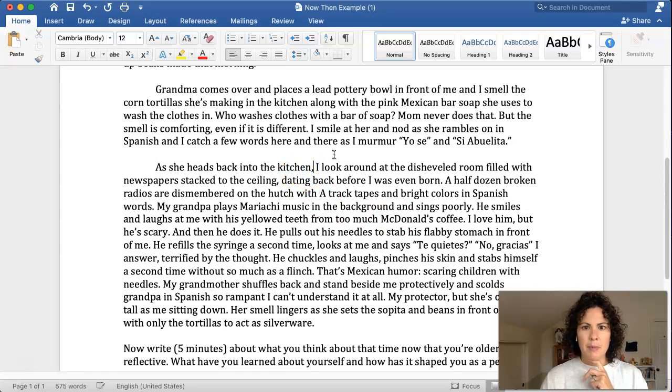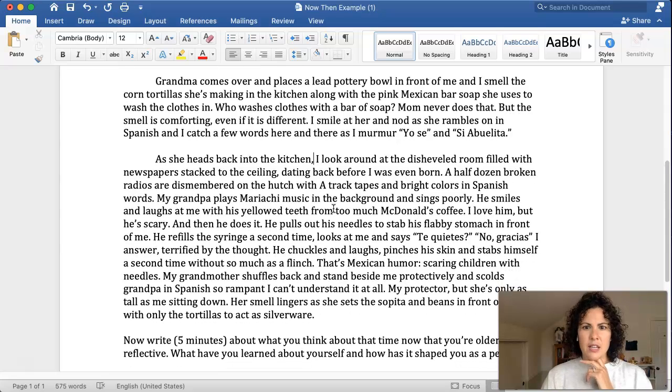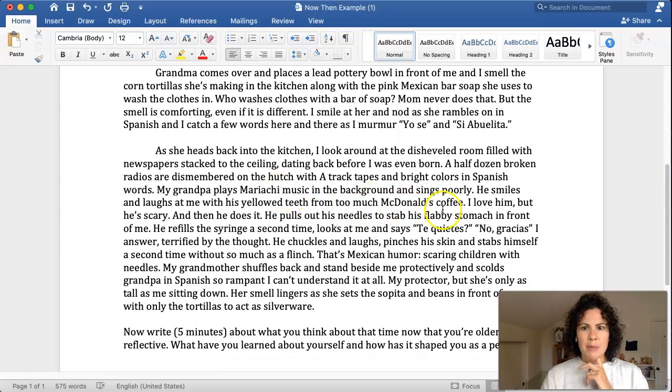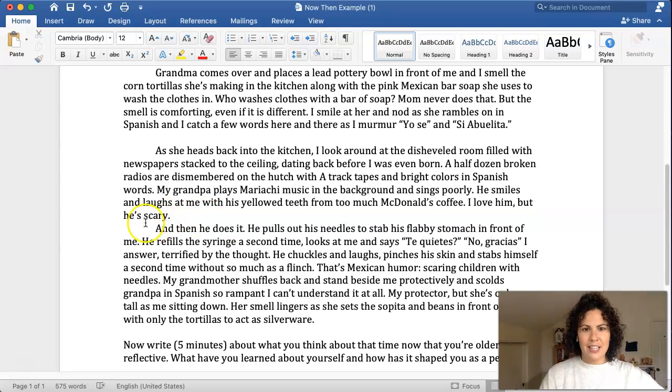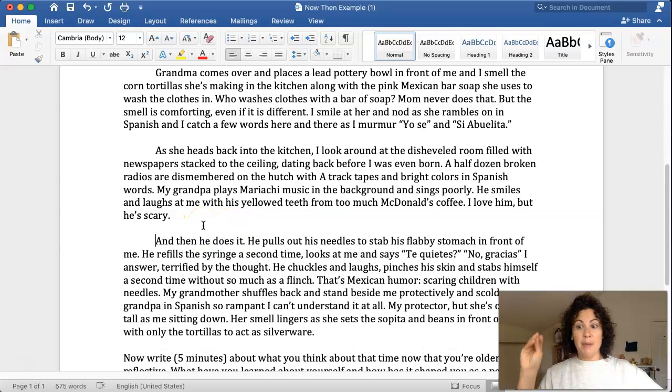It's saying that I need probably a comma there. I look at the room, all of these things. My grandpa smiles, he laughs. And then he does it. I might paragraph this. I don't know. Stylistically, I want it to stand out a bit more because this is kind of the climax of my story.